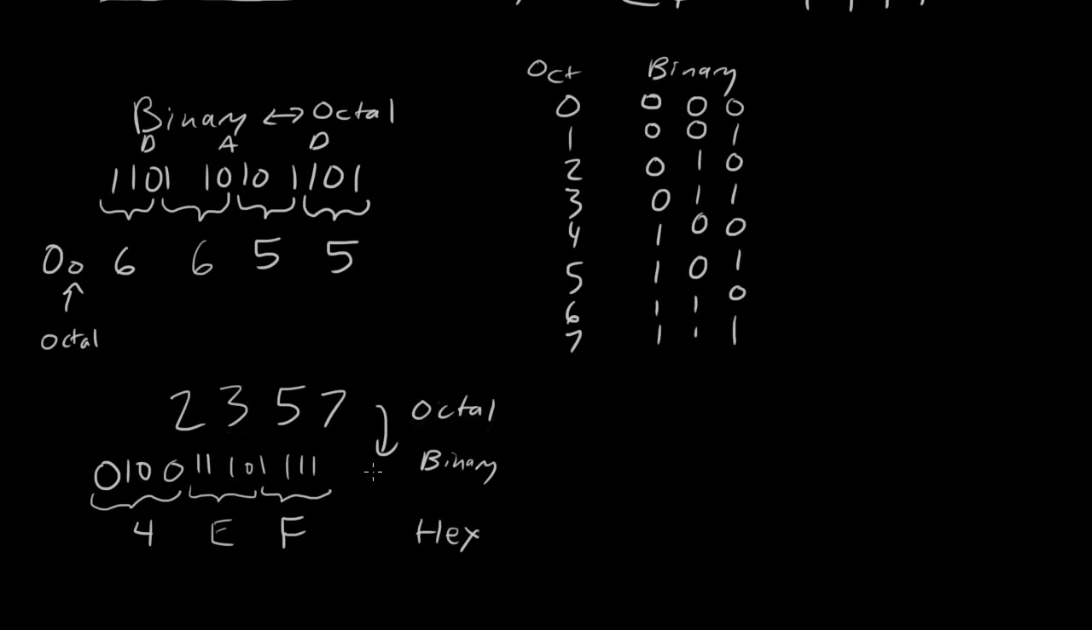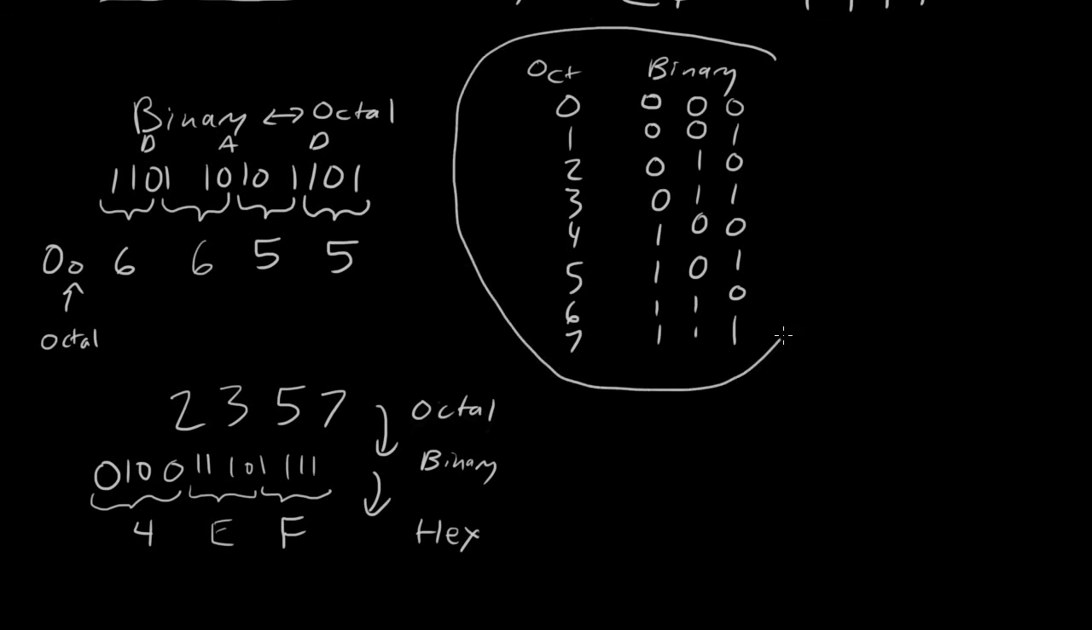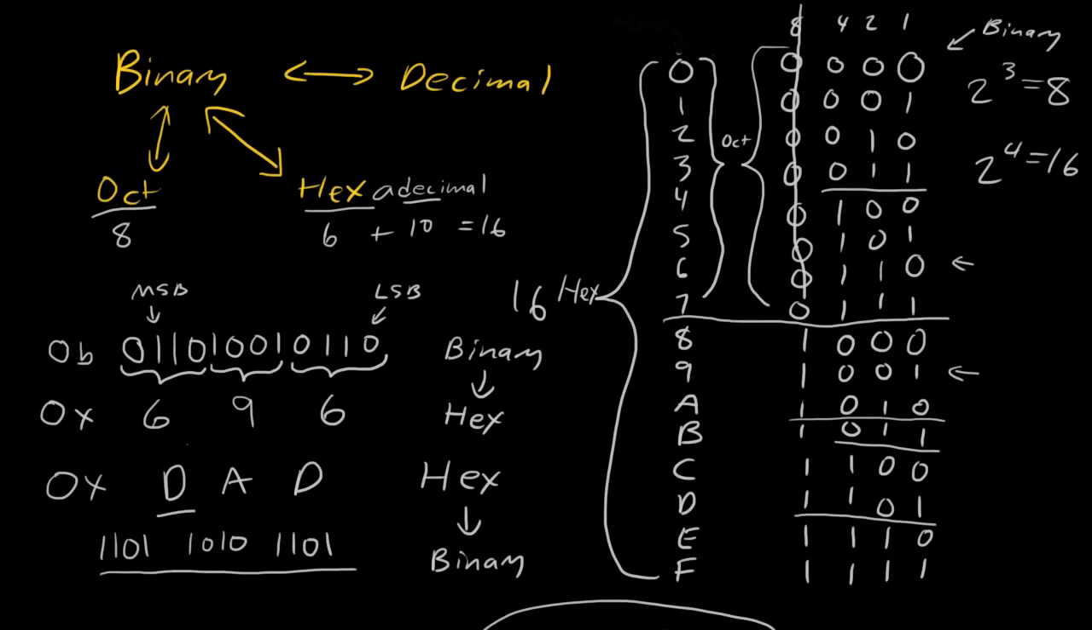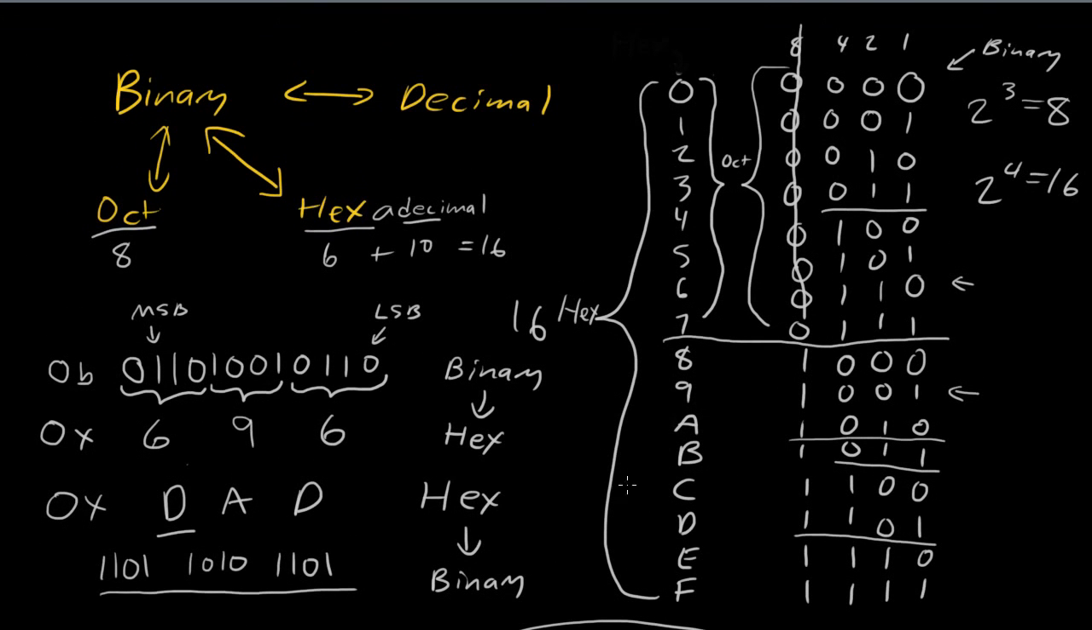So there you go. That's a conversion for you. It's really just looking up stuff in a table. If you have this table handy, it's pretty straightforward. Same thing if you have the hexadecimal table over here, it's pretty straightforward. So there you have it.